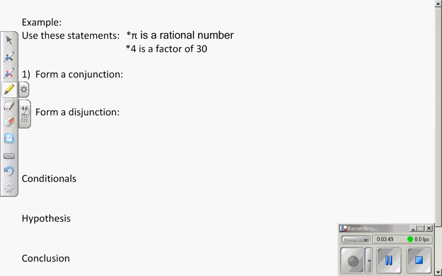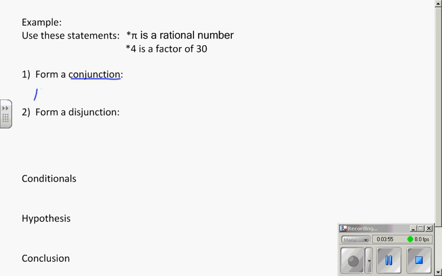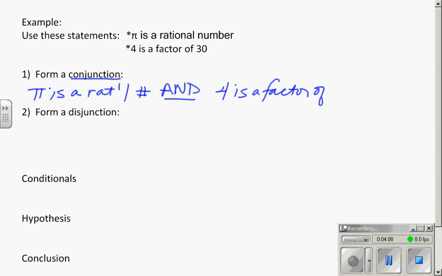So we are going to form some conjunctions and some disjunctions using two statements. It's as simple as joining them with the appropriate word. In a conjunction, we use and. So pi is a rational number, and 4 is a factor of 30. Now when I look at this, pi is a rational number. That's true. Rational numbers are numbers that can be expressed as fractions. 4 is a factor of 30 is false, so this whole statement is false.